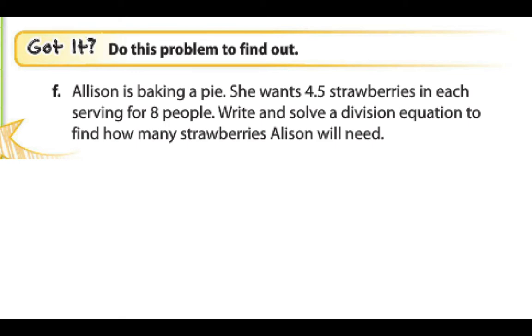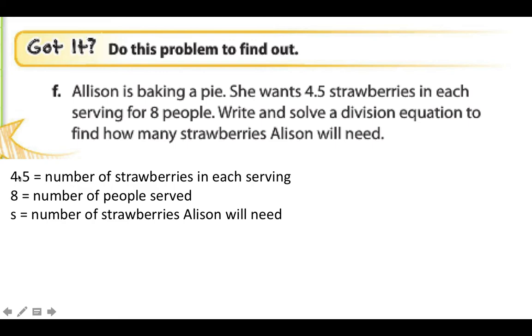Okay, so the problem says Allison is baking a pie. She wants 4.5 strawberries in each serving for 8 people. Write and solve a division equation to find how many strawberries Allison will need. Well, let's recap what we know. We know that 4.5 is equal to the number of strawberries that need to go in each serving. We know that 8 is the number of people that's being served, and we're going to let S represent the number of strawberries Allison needs to buy.